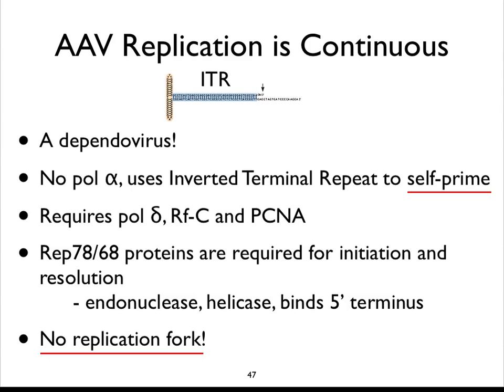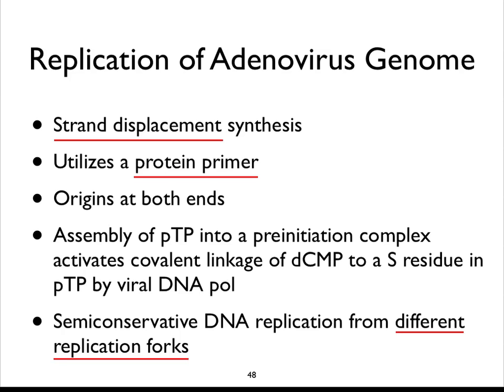It has its own proteins that are important for initiation and resolution, and this provides endonuclease and helicase activity, and it binds the 5' terminus. And recognize one thing. You're making a single strand of DNA. There's no replication fork. That requires two strands.